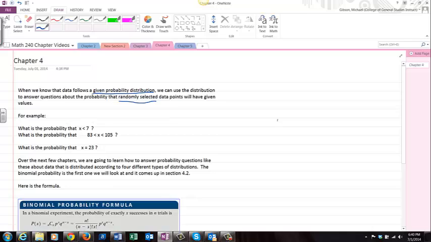For example, what is the probability that x is less than 7? What's the probability that x is between 83 and 105? Or even what is the probability that x equals 23? These are all kinds of questions that we'll be able to answer, okay?